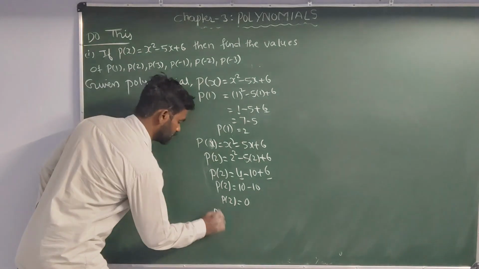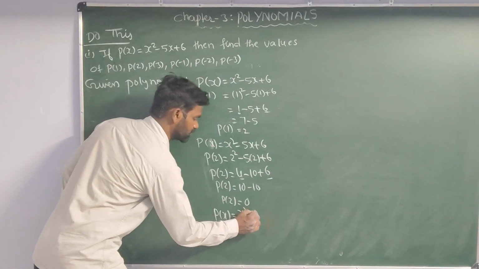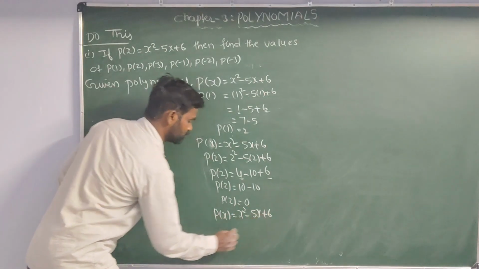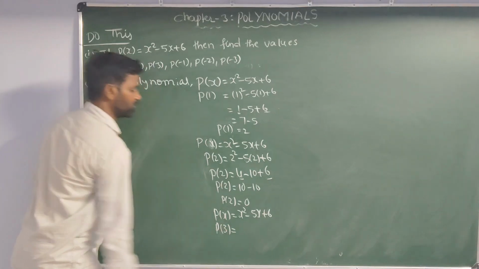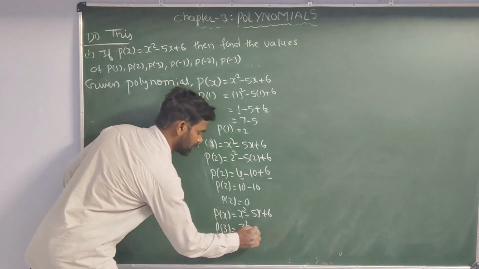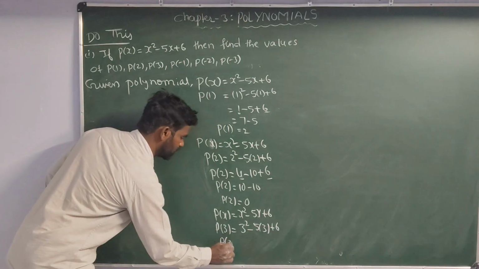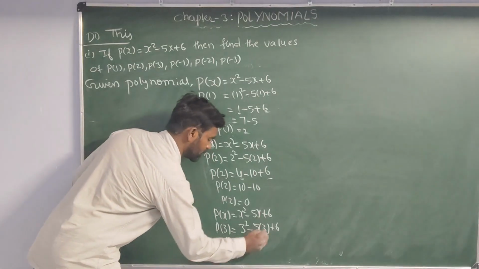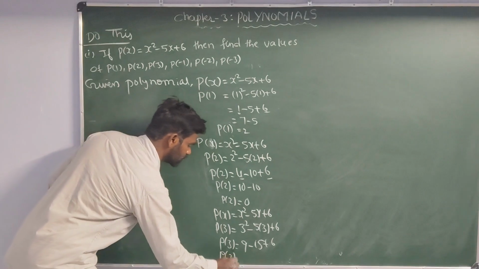Next, what is the next one? Let me write the given polynomial, that is p of x is equal to x square minus 5x plus 6. This time we are going to find the value at 3. That is p of 3 is equal to 3 square minus 5 into 3 plus 6, or p of 3 is equal to 9 minus 15 plus 6. Add the positive values.